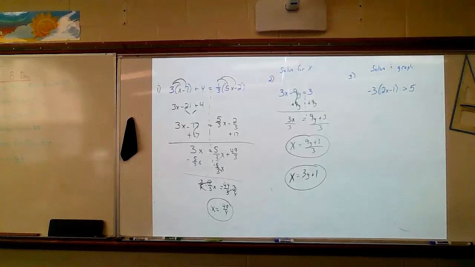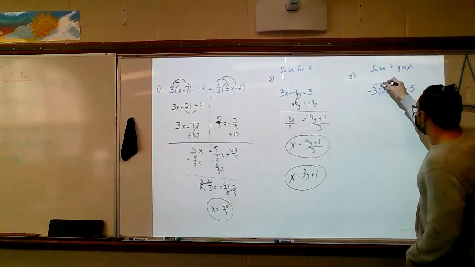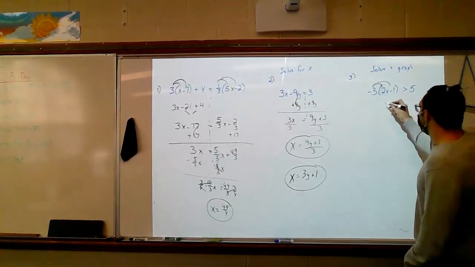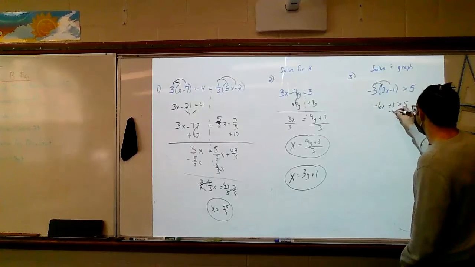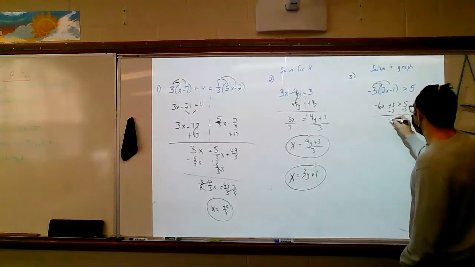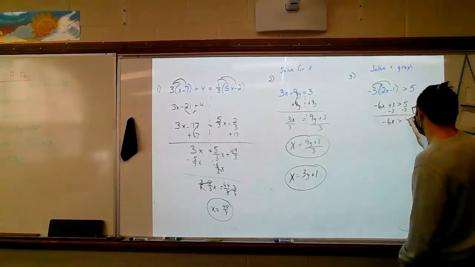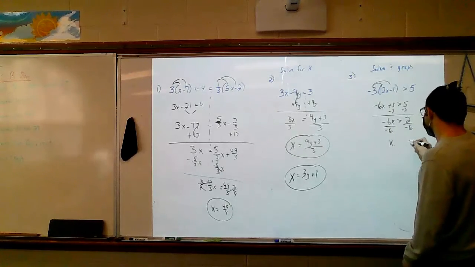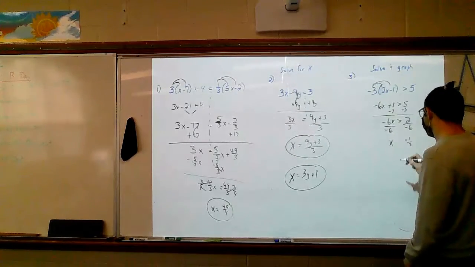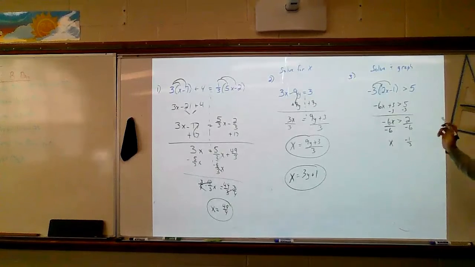Solve and graph. Unless I say graph the linear inequality, we're not going to be using our coordinate plane. So this is just an inequality where we're going to solve it on a number line. So that's negative 6x plus 3 is greater than 5. I subtract 3. That leaves me negative 6x is greater than 2. I divide by negative 6. X, 1/3 negative.